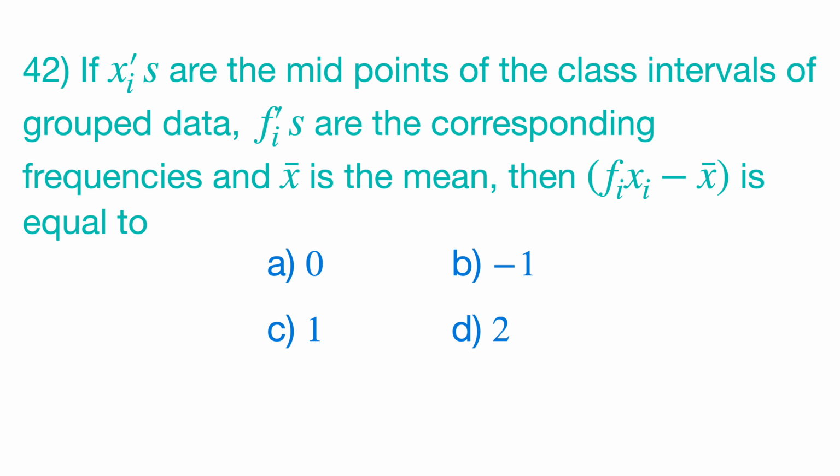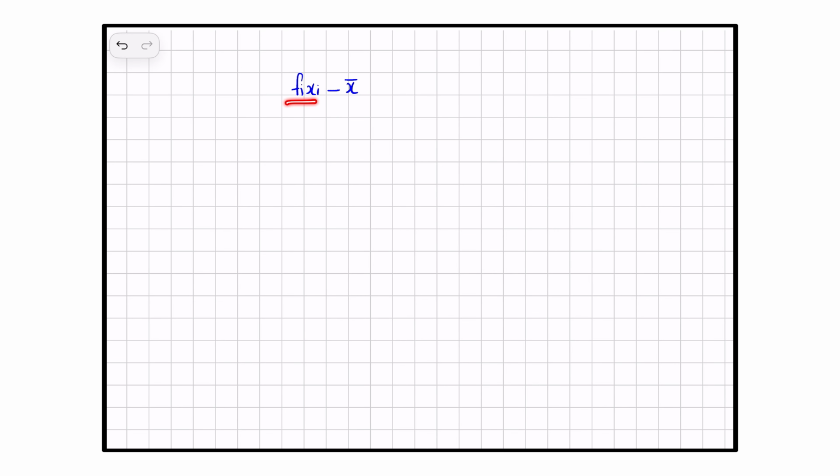If xi's are the midpoints of the class intervals of grouped data, fi's are the corresponding frequencies, and x bar is the mean, then summation fi (xi minus x bar) is equal to, and we have 4 options. What I understand is that the question is not clearly given. When I try to solve this, I personally feel that there is some issue with the way the question is represented. In the question, we are asked to find fi xi minus x bar.